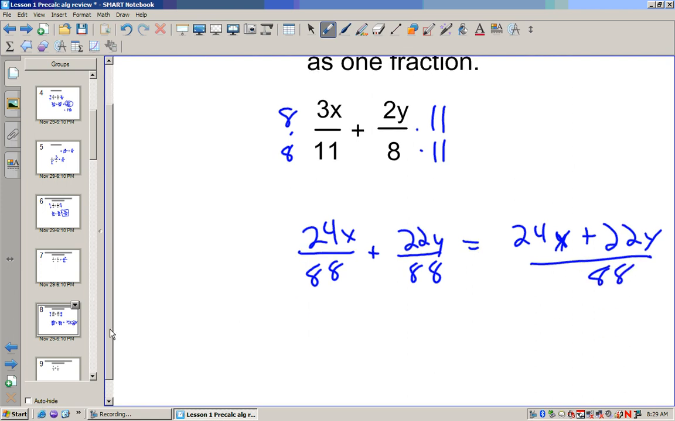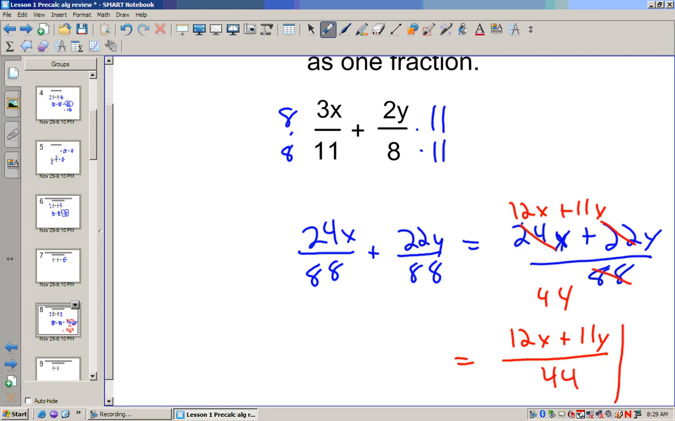Now I can simplify this. Now to simplify a fraction that has an addition sign on it, whatever we take out of one, we have to take it out of all the sections. So I'm going to divide by, well, I know 2 would work. This would be 12x plus 11y over 44. So that's what our answer is. 12x plus 11y divided by 44. That's as reduced as we can get.